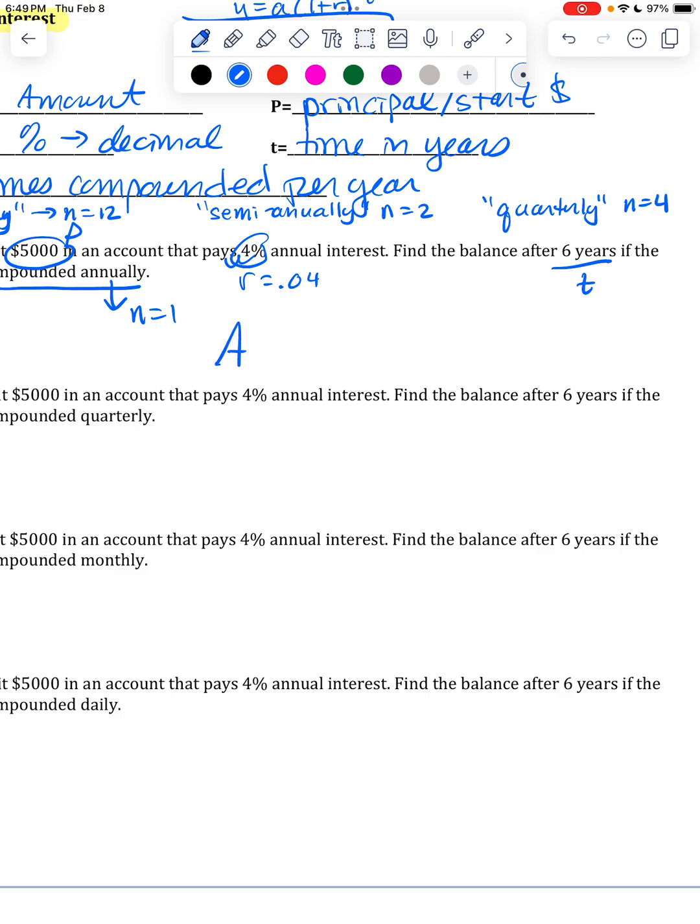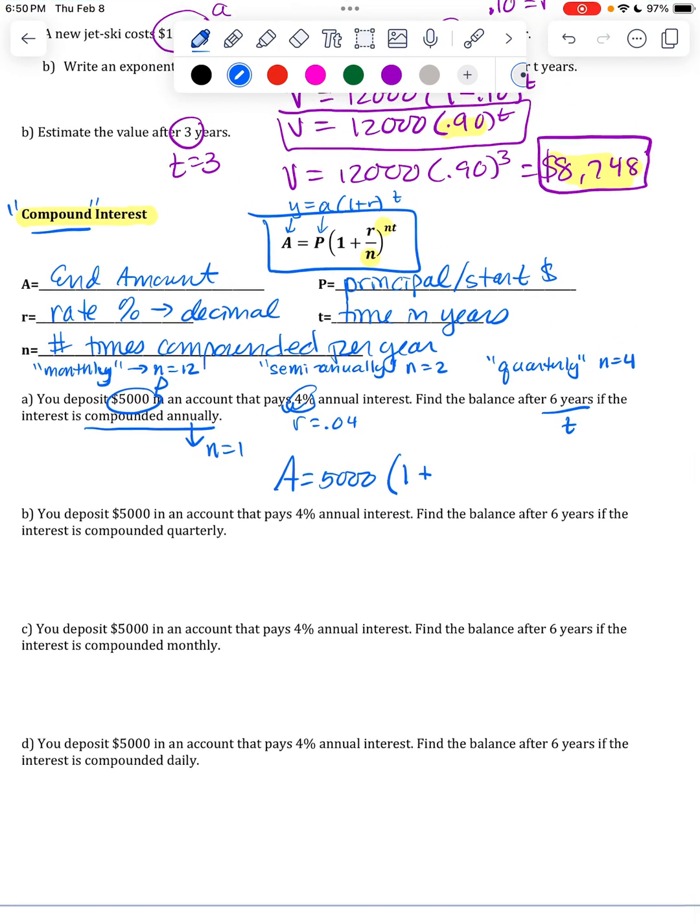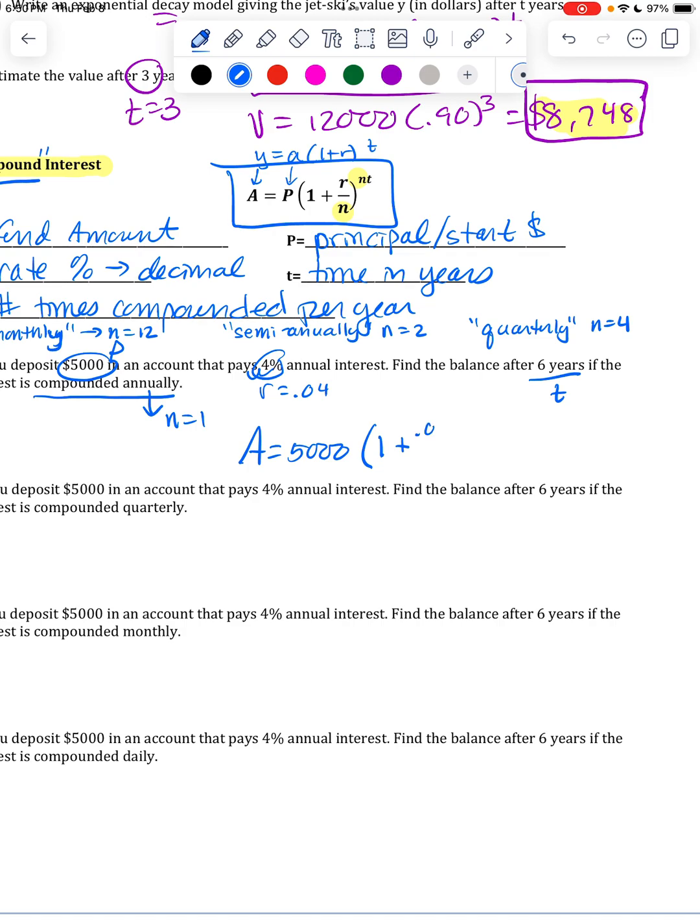So I set this up. My principal was 5,000. I have 1, which represents the money I had, plus my rate of 4% changed to a decimal over 1, which I don't really have to write, but I'm just showing you the formula. And then 1 times 6, because that was my time. The 1 isn't really important because anything over 1 is just itself, but practice typing it in exactly like this.